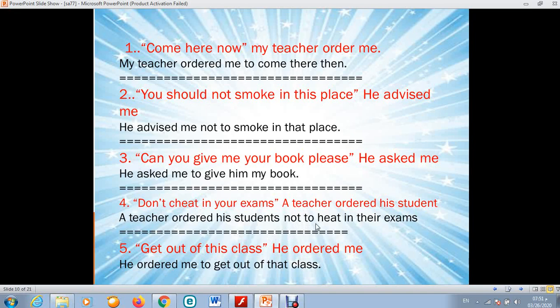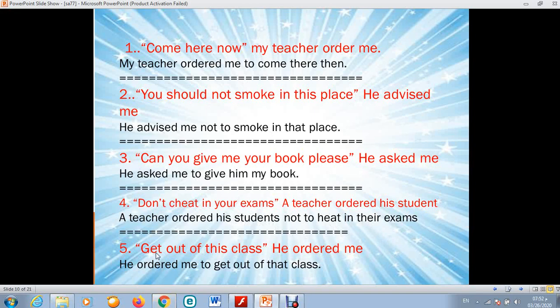Sorry, here is a spelling mistake. It's supposed to be cheat, not heat. Okay? A teacher ordered his students not to cheat in. Your refers to students, so it will be in their exams.